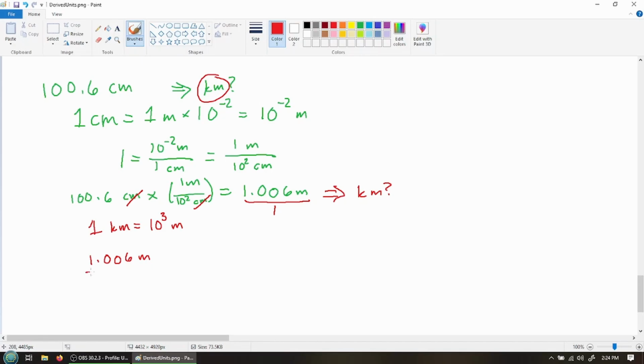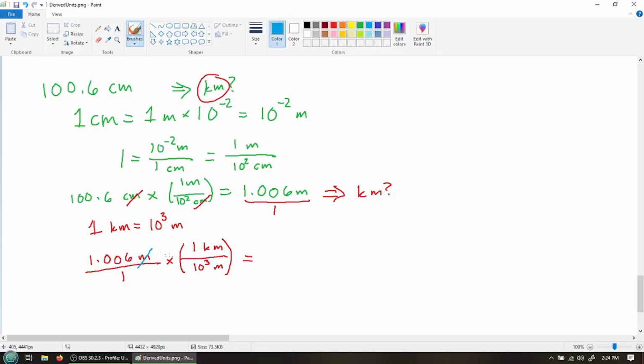I don't usually write it out this way, and I know some folks like this and some folks find it more confusing, so just pick whichever one you're more comfortable with. But I'm going to write it this way to emphasize to myself that the number of meters is on the top. So when I write out my conversion factor, what I'm looking for is 1 kilometer divided by 10 to the 3 meters.